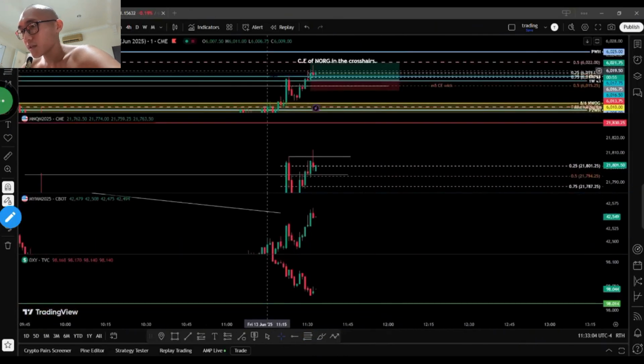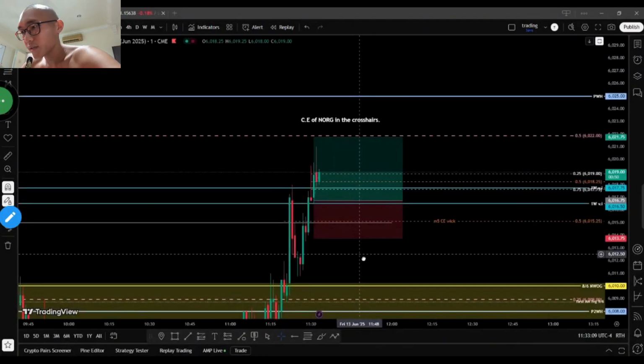So draw out what I'm measuring here. This CE wick. Okay, CE of this wick, this long wick right here. Okay, I measure the CE of it. I can see the CE of it is here. And you can see body is respecting it.